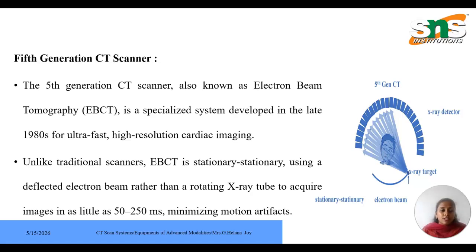Moving on to the fifth generation CT scanner. The fifth generation CT scanner is also known as electron beam tomography. It is a specialized system which was developed in the late 90s for ultra fast scanning, high resolution and cardiac imaging. Unlike traditional scanners, electron beam computed tomography is a stationary type CT scanner which uses a deflected electron beam rather than a rotating X-ray tube to acquire images in as little as 50 to 250 ms while minimizing the motion artifacts.